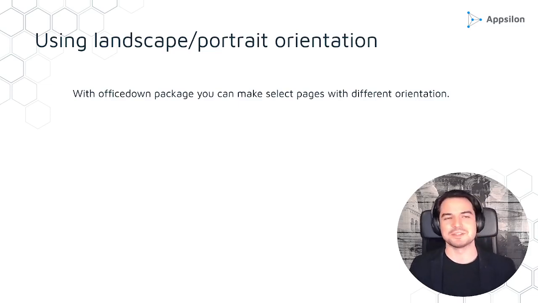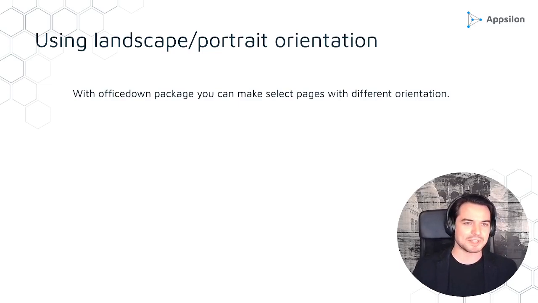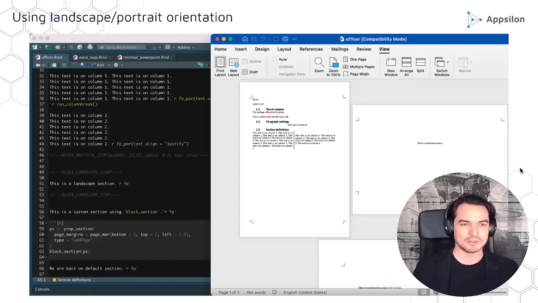And the last but not least, using landscape and portrait orientation with officedown, you can very simply select the pages that you want to have different orientation, and you do it with a single comment. You can see here on line 49, the only thing you need to do is to set a comment that says block landscape start. Then whatever is inside of this landscape block will be in a landscape page. And then when you want to go back to the vertical, to the portrait mode, you just write block landscape stop. And as you can see, the resulting file has three pages, and the middle page is actually a landscape one. Small functionality, believe me, you're going to use it a lot.